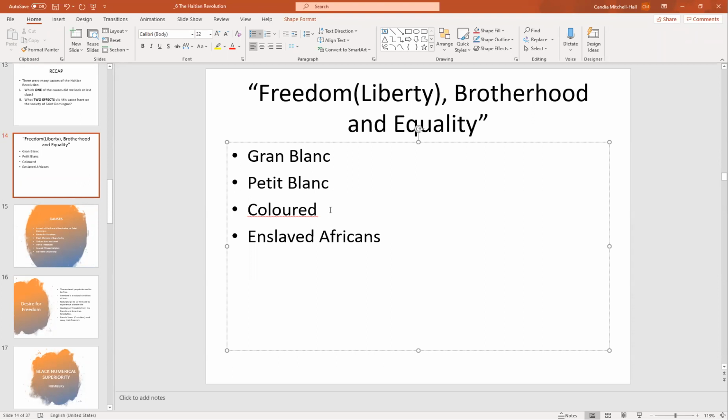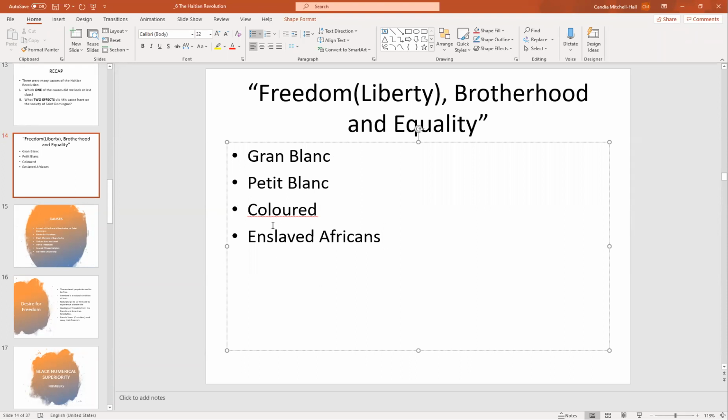What about the colored? They wanted the rights of the whites. What about the enslaved people? They wanted freedom. And also they wanted to be equal. The coloreds also wanted to be equal with the whites, right? So they wanted equality. So all the groups, this is the impact of the French Revolution on the colony of Saint-Domingue.